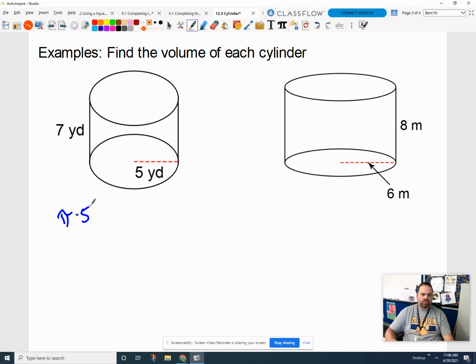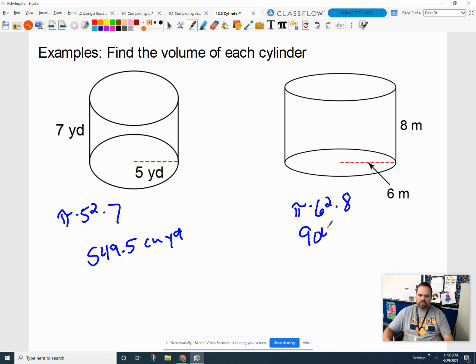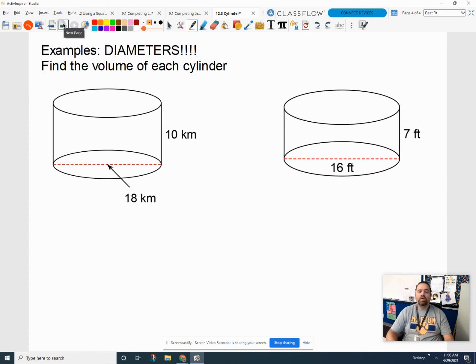Pi times r squared times the height, and then this guy's pi times r squared times the height. So pi times 25 times 7, this guy is 549.5 cubic yards. And then similarly over here, I've got 36 times 8, 904.3 cubic meters.